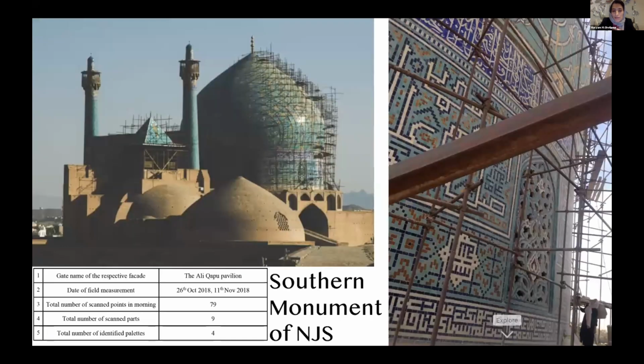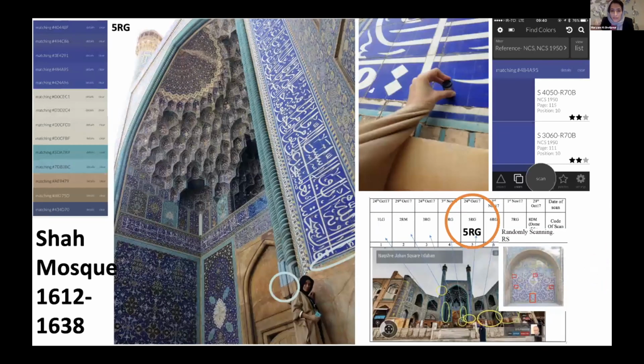The southern monument of this square is Imam Mosque, with 79 scan points, 9 scan parts, and 4 identified palettes. This is, again, one detail of this monument. You can see, for example, 5 RG, and these are the matching numbers.